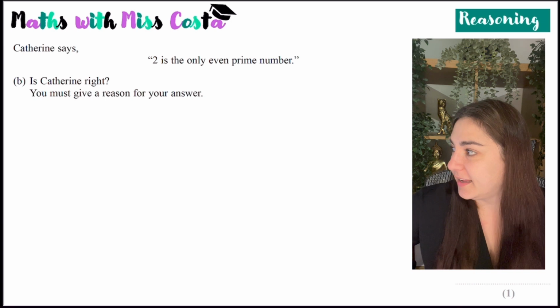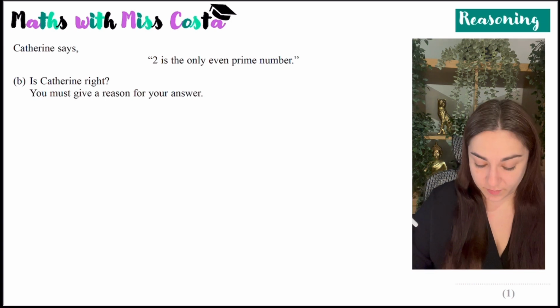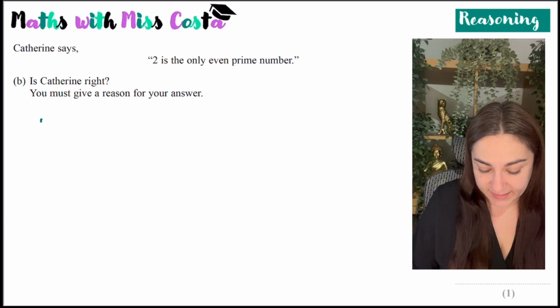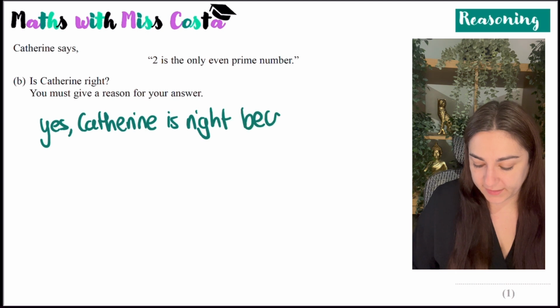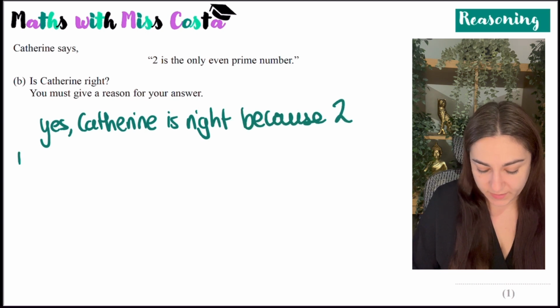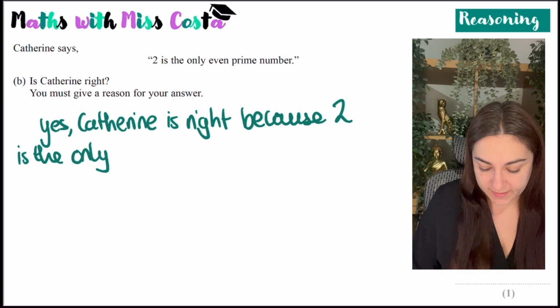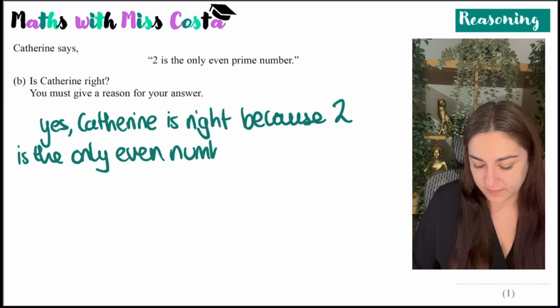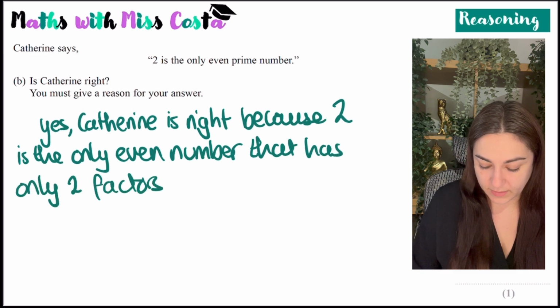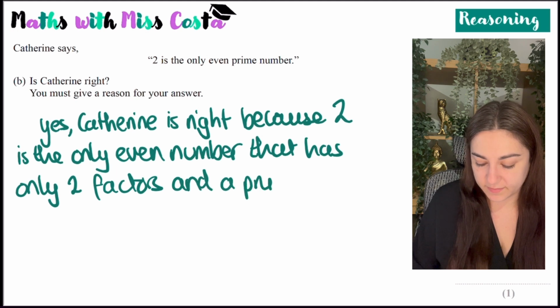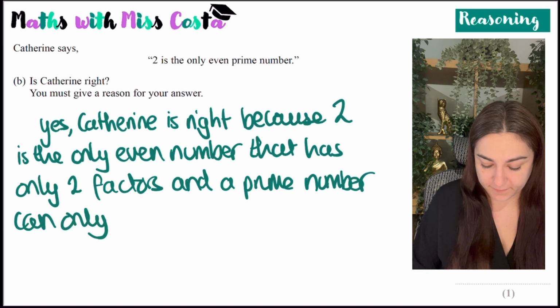Catherine says that 2 is the only even prime number. Is Catherine right? Yes, Catherine is right. Because 2 is the only even number that has only 2 factors. And a prime number can only have 2 factors.